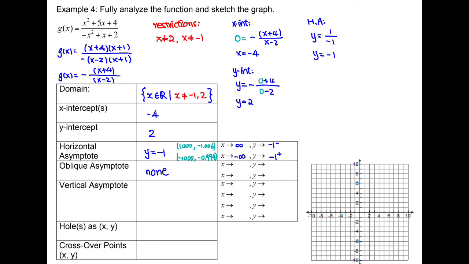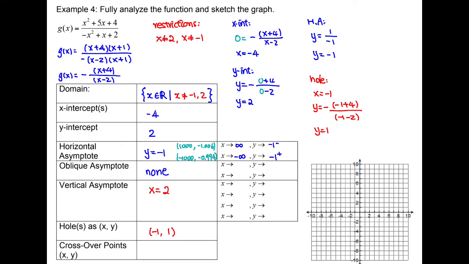Fourth, vertical asymptote and holes. Let's look at the reduced rational function. We still can see the restriction that x cannot be 2. However, we do not see the restriction x cannot be -1. Therefore, we know there is a vertical asymptote at x equals 2, and there is a hole at x equals -1. However, we need to find the y value of the hole. So we substitute x equals -1 into the reduced rational function to find the y value, which is 1. Therefore, the location of the hole is at (-1, 1).